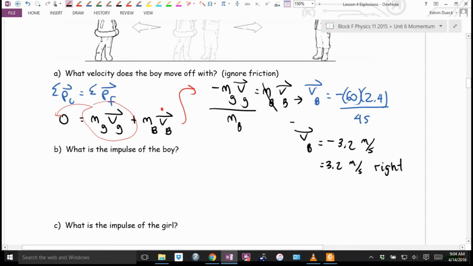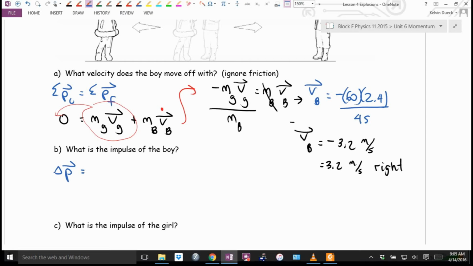Alex, what's part B asking me to find? Folks, what's another word for impulse? Change of momentum. And it wants me to find the impulse of the boy, one object. So I'm not going to use conservation of momentum. There was two ways to find impulse. One way was the one that had the force and the time. The other way was when you had the final and initial velocity. Which one do you think I'm going to use here?